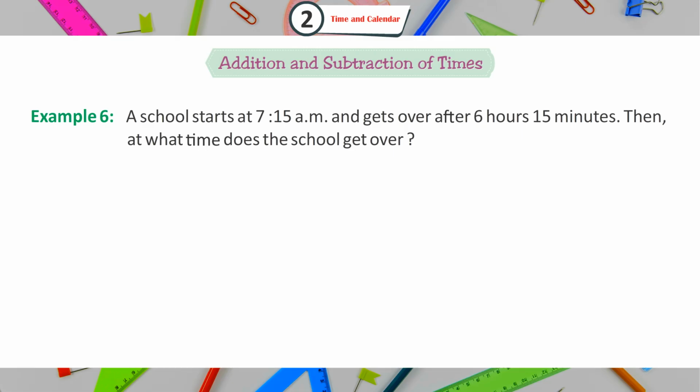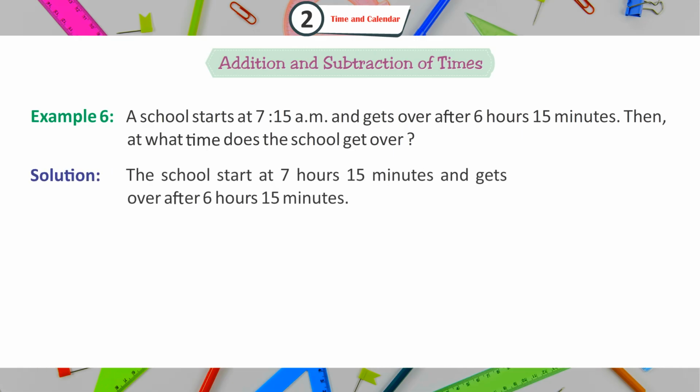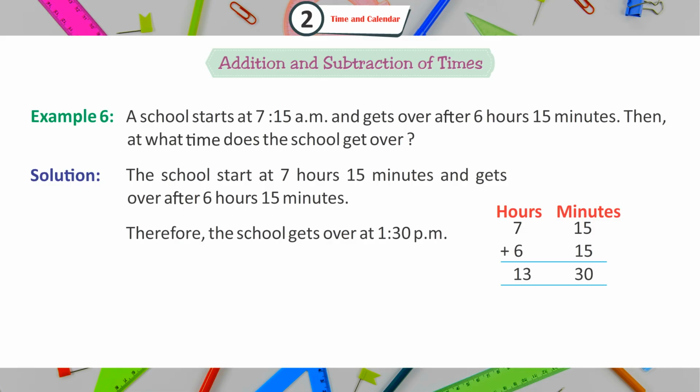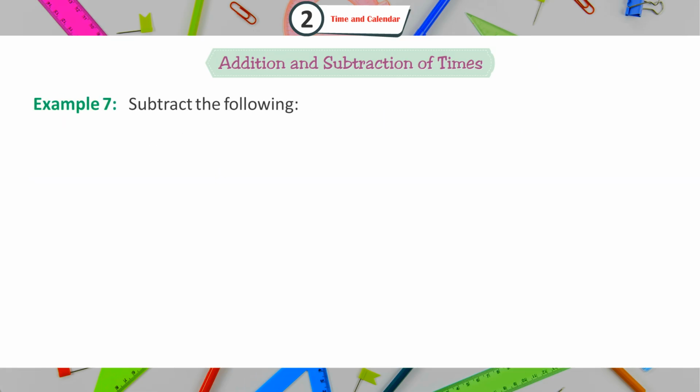Example 6. A school starts at 7:15 am and gets over after 6 hours 15 minutes. Then at what time does the school get over? Solution: the school starts at 7 hours 15 minutes and gets over after 6 hours 15 minutes. Therefore, the school gets over at 1:30 pm. 7 hours 15 minutes plus 6 hours 15 minutes is equal to 13 hours 30 minutes.